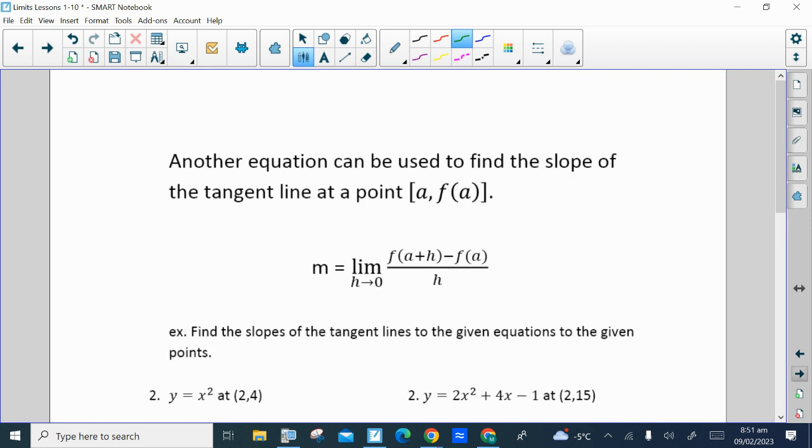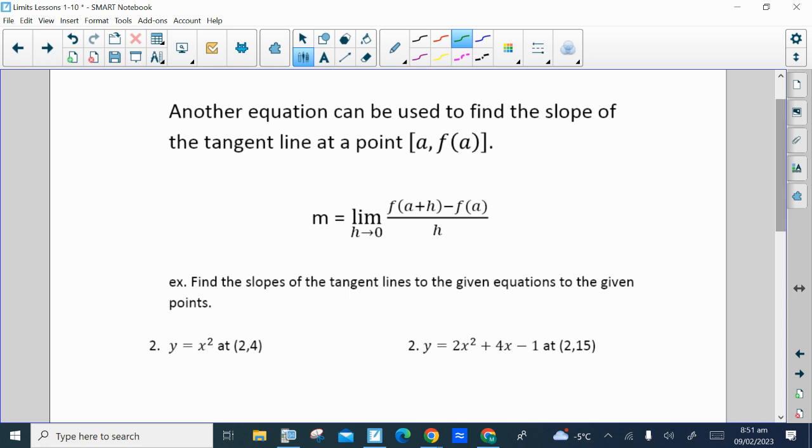As I said, there's an actual second equation that you could use to find the slope of the tangent line at the point a comma f at a. What's different about this one is the limit is always approaching a value of 0. It says the limit as h approaches 0 of f at a plus h. So remember, a represents the x value at the point of tangency. And then it's going to be plus h. That's a variable that's going to be part of this equation. Minus f at a, which is the same as the previous equation. But then it's all over h.